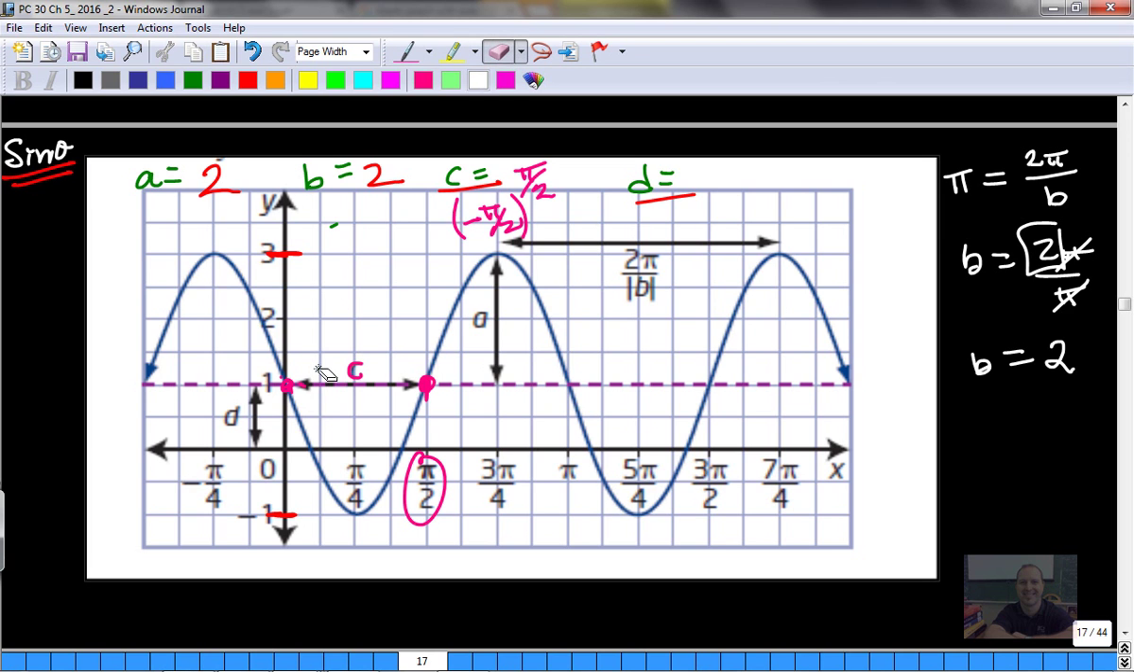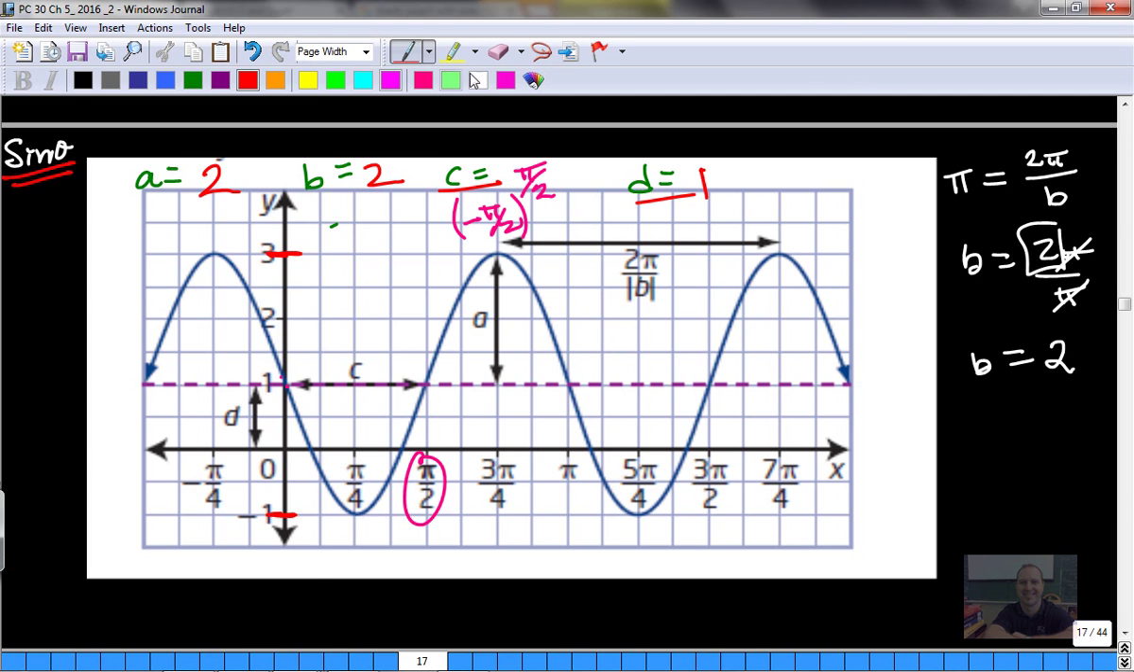All right, so that's C. Now D is the vertical displacement, right? And so normally sine would start at 0, but here obviously the center line is not 0, it's at 1, so we have D equals 1, positive 1.